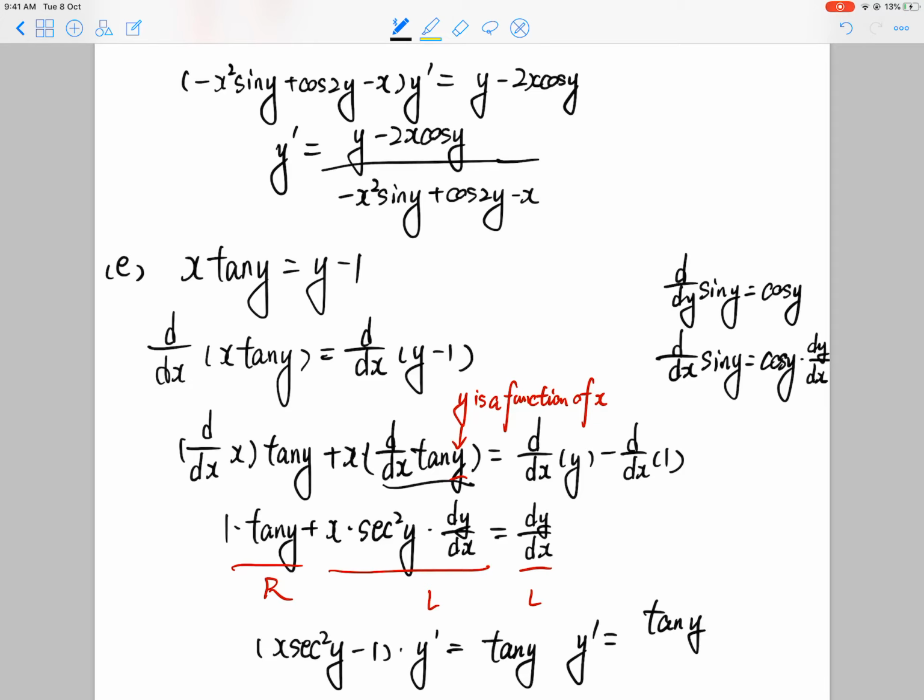Wait, is there a mistake? Yeah. When we move this to the right, we have to put a negative sign. So it's negative tangent y over x secant squared y minus 1. Okay, so this is the answer.